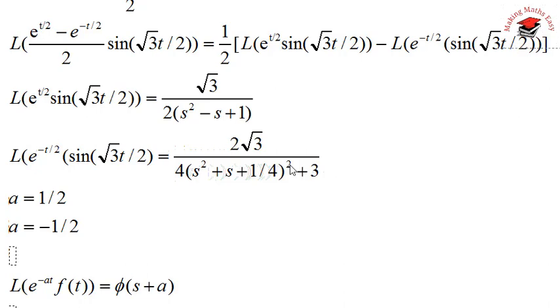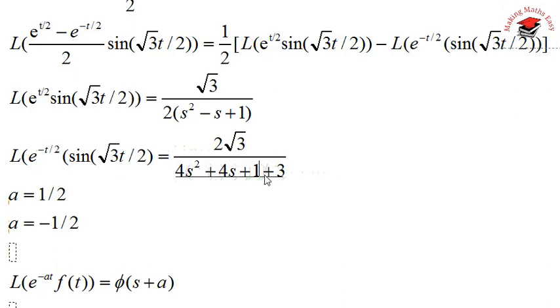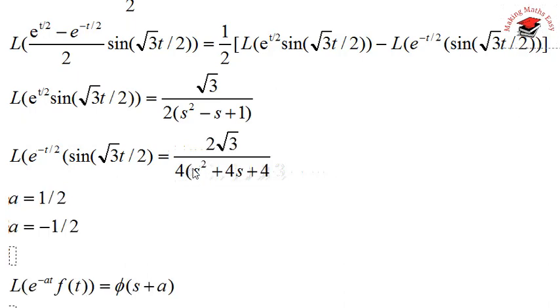So now we will remove this square symbol. Now we are going to multiply this 4 inside. So this will become equal to 4s square plus 4s plus 4 times 1 by 4. So 4 multiplied by 1 by 4 is nothing but equal to 1. And 1 plus 3 is equal to 4. So now we will take 4 constant. So this will become s square plus s plus 1.